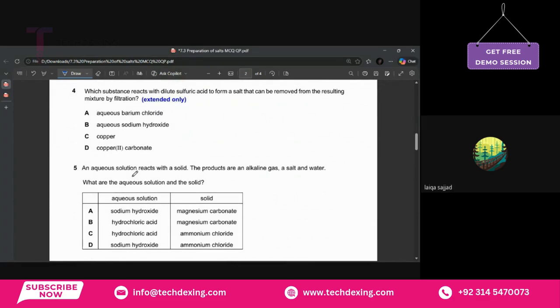Okay, then we are given: which substances react with dilute sulfuric acid to form a salt that can be removed from the resulting mixture by filtration? Aqueous barium chloride, aqueous sodium hydroxide, copper, or copper carbonate.